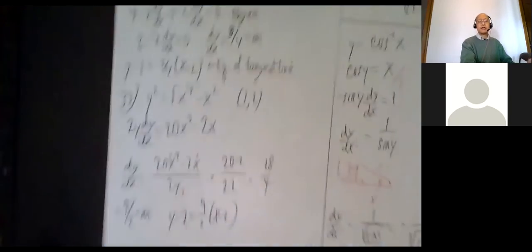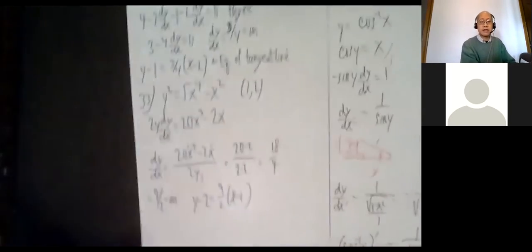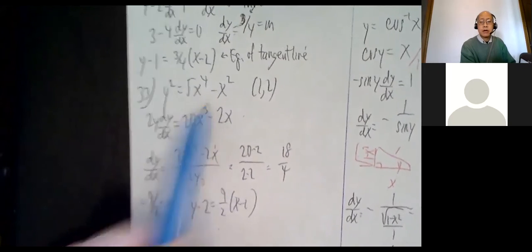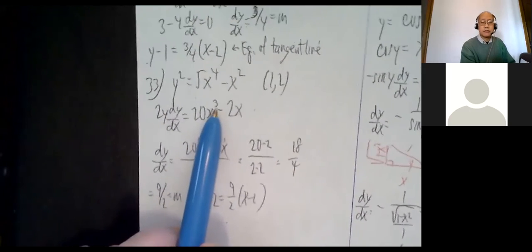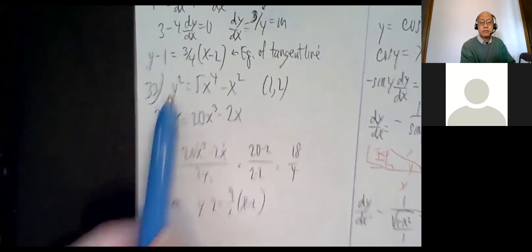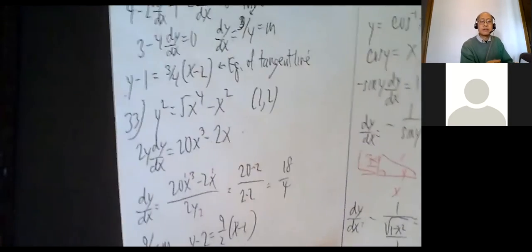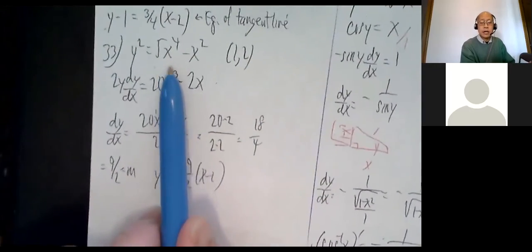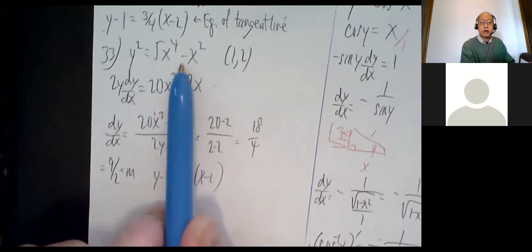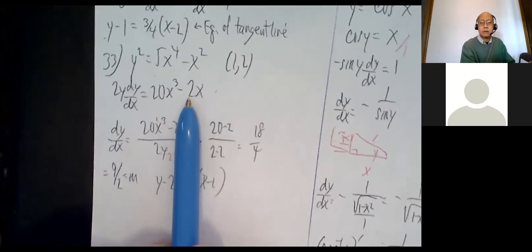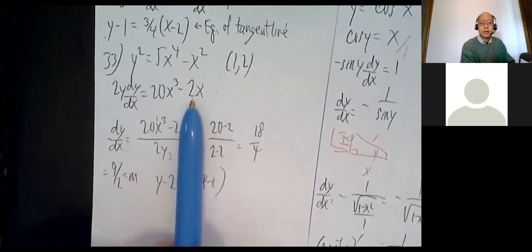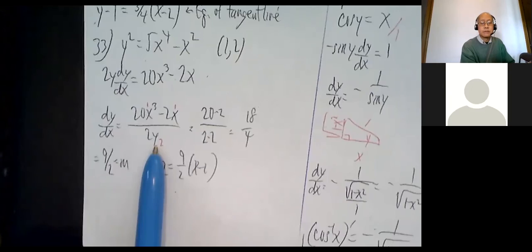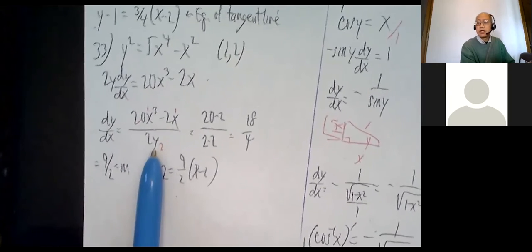This one's actually much easier since x's and y's aren't really mixed together. Y squared equals 5x to the fourth minus x squared. The derivative of this side equals the derivative of this side. Derivative of y squared, 2y dy dx. The derivative of the other side is easy. There's only x's, no y's, so it's the normal derivative, 20x cubed minus 2x. Then to solve for dy dx, just divide both sides by 2y. So 20x cubed minus 2x divided by 2y.